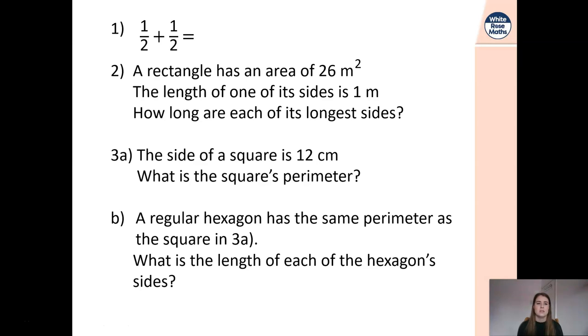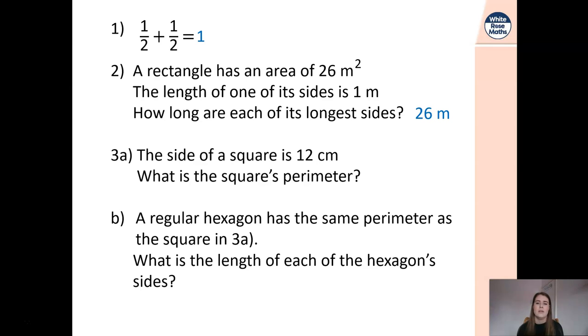Okay, let's go through some of the answers. So we know that a half out of half gives us a whole. A rectangle has an area of 26 metres squared and the length of one side is 1 metre. Therefore, we know that 1 times 26 is going to give us 26. Therefore, the longest side has to be 26 metres.